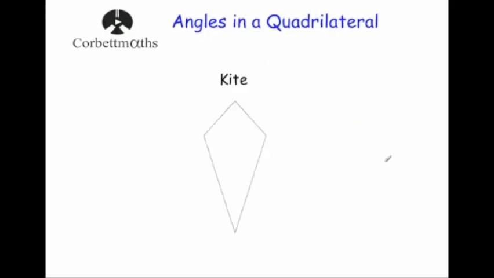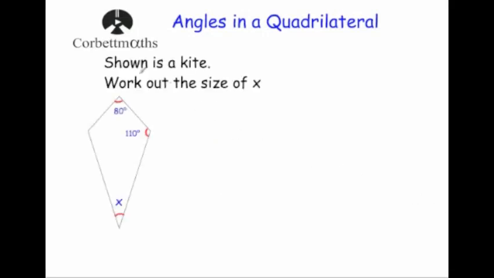Next, a kite. On a kite, if the kite's like this, the angle here on the left and the angle here on the right would be equal to each other. And also all four angles would add together to give you 360 degrees. So let's have a look at the question now. So the question says, shown as a kite, work out the size of x.